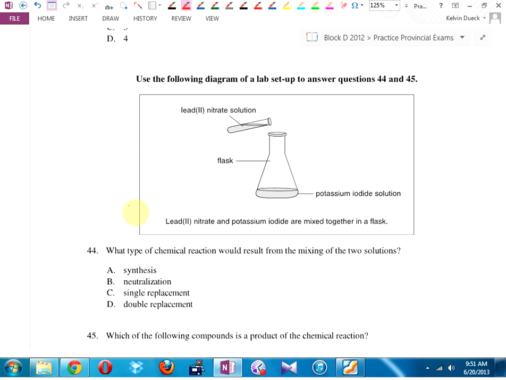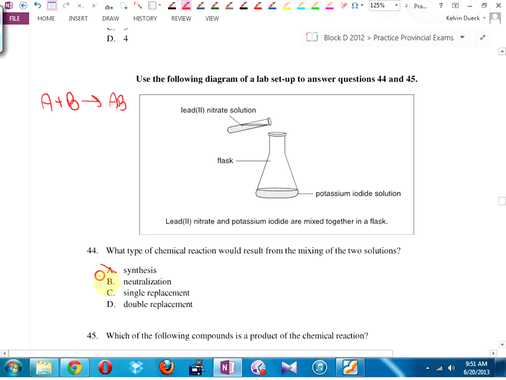Use the following setup. What type of chemical reaction? So we're taking lead nitrate, and we're mixing it with potassium iodide. I don't think we're getting a synthesis, because remember, a synthesis was A plus B becomes AB. We're adding two things to two things, a compound to a compound.